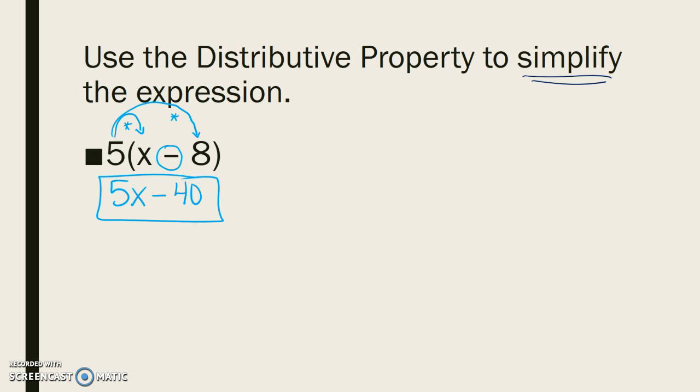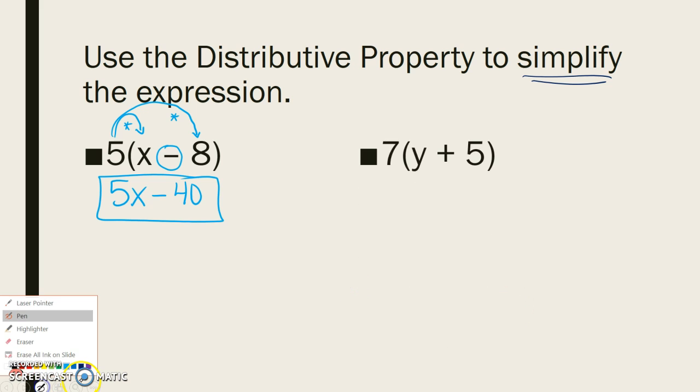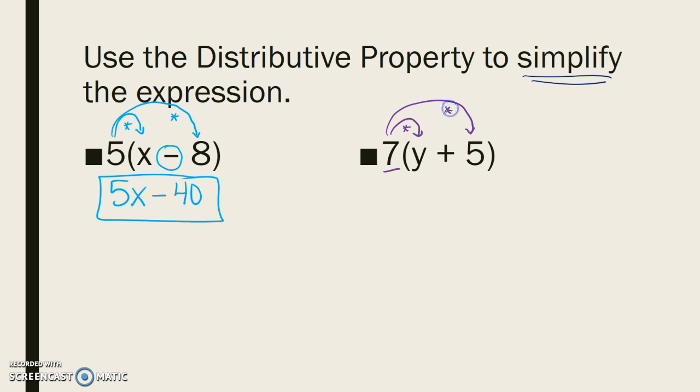Remember to draw your arrows. Writing those multiplication signs also helps us remember that we have to multiply our outside number by both numbers on the inside. We've got another one very similar. We've got our 7 that we're going to distribute to our y and to our 5. So 7 times y is 7y. Use the plus sign since it's in our problem. And 7 times 5 is 35. Again, our answer here is 7y plus 35.